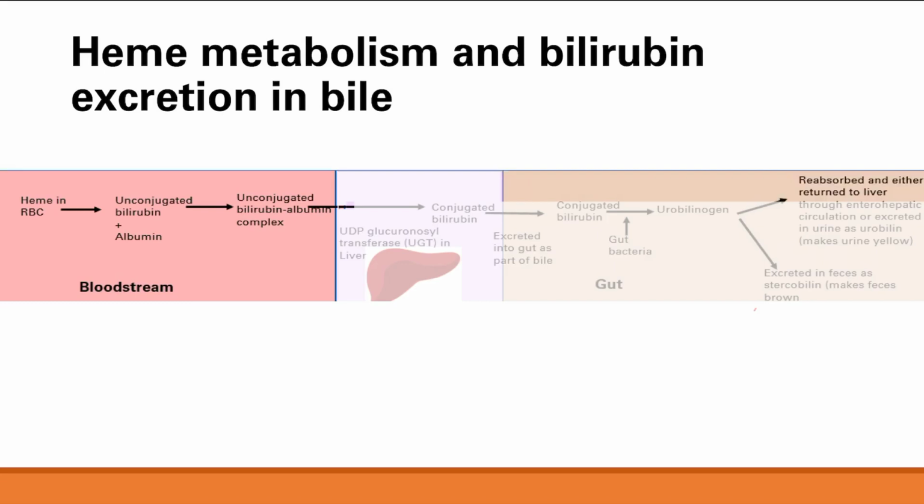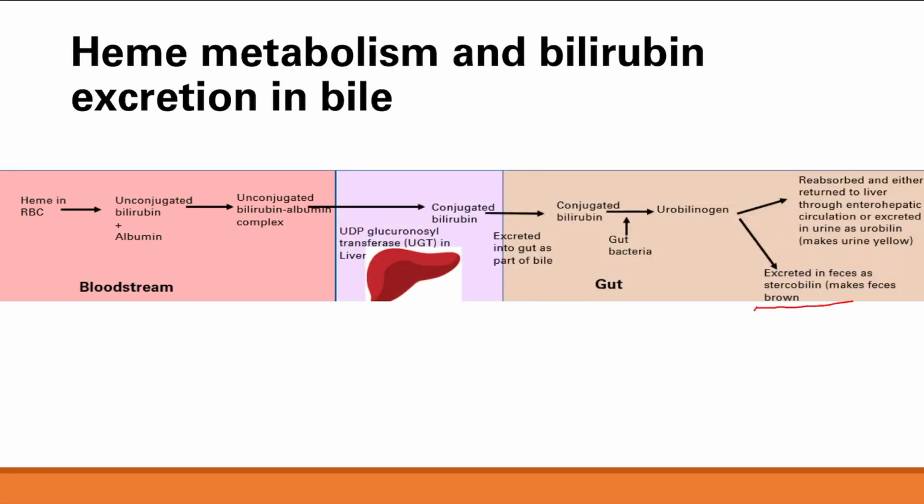Now there are a couple things that can happen. Urobilinogen can either be excreted in feces as stercobilin. Stercobilin is what makes the feces brown. Okay, that's actually something important to know. If the bilirubin is excreted in feces, your feces will be brown.